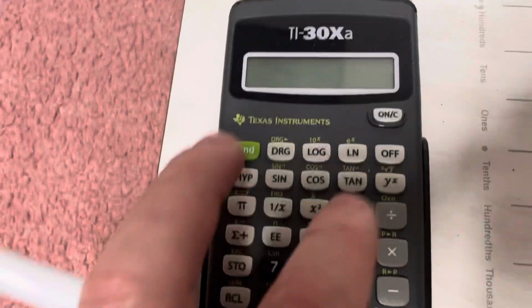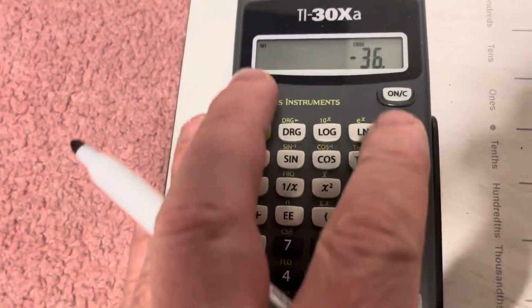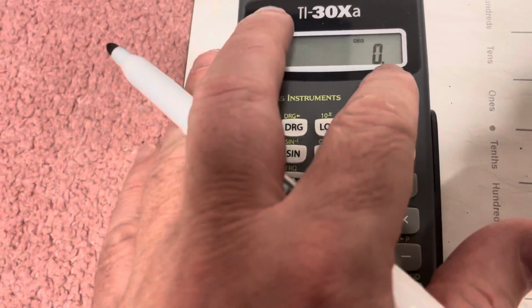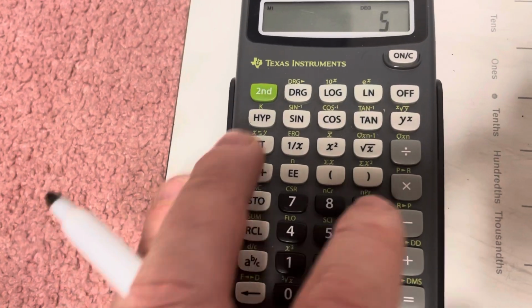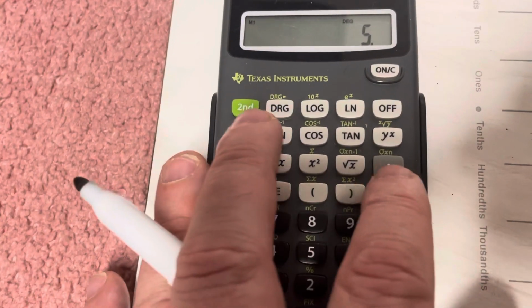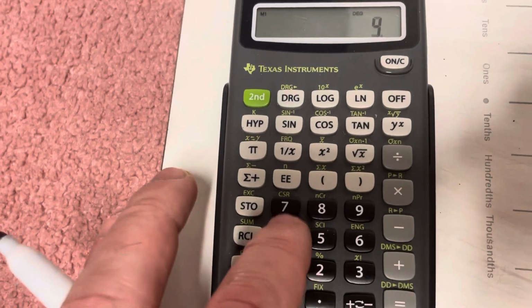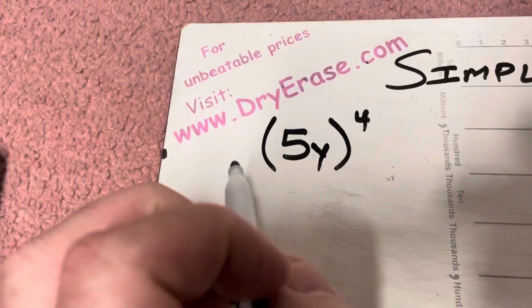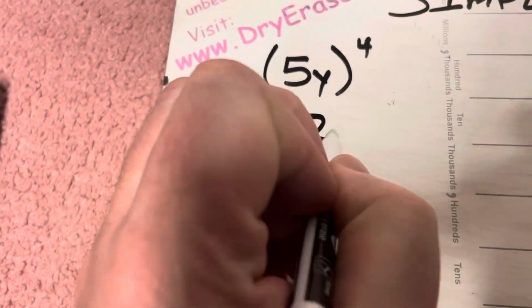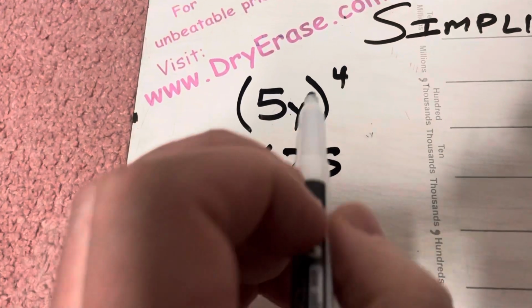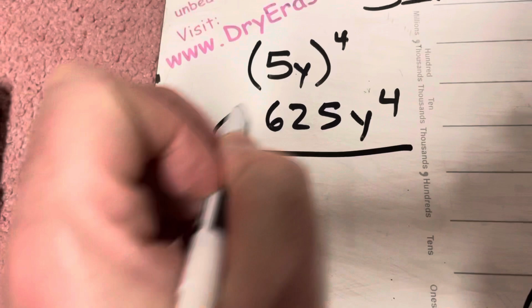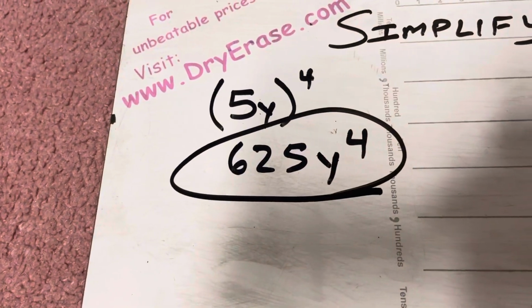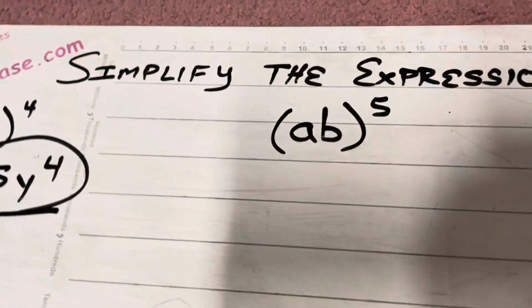So we want to remember our exponents. We're going to turn this on here. We're going to clear that. We're going to go 5. And remember our exponent button, this y to the power of x. 4 is our exponent. That's going to equal 625. So 5 to the power of 4 is 625. And then I just include the y to the power of 4. And that's my final answer. All right, moving right along.